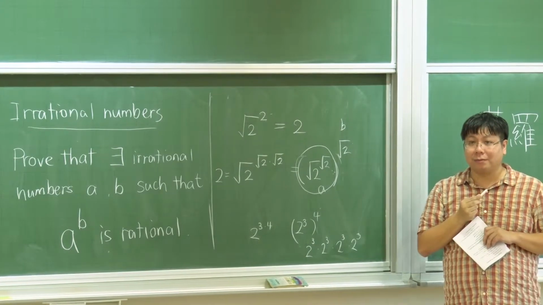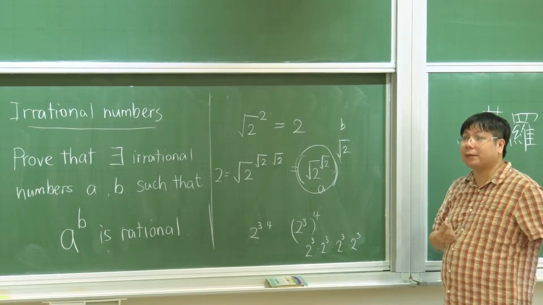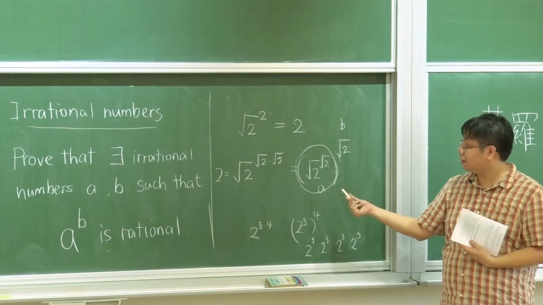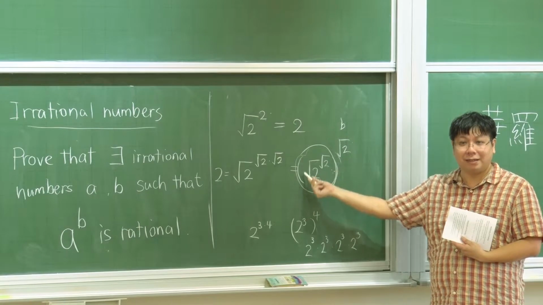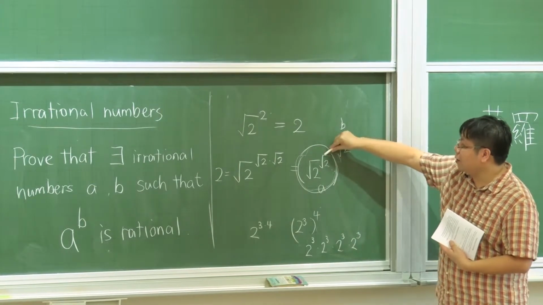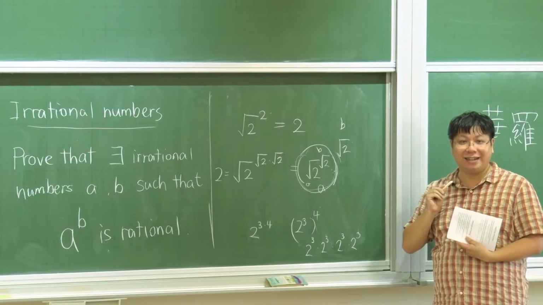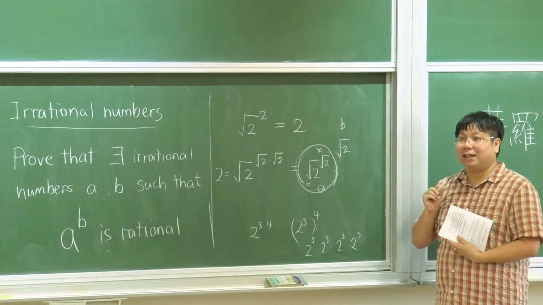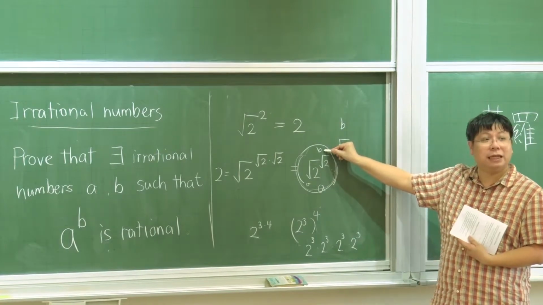This is case one. But this may not be the only case, right? The other case is that this part is rational. If this part is rational, then you use this as the A and you use this as the B. Then you have this part to the power of this part is rational.